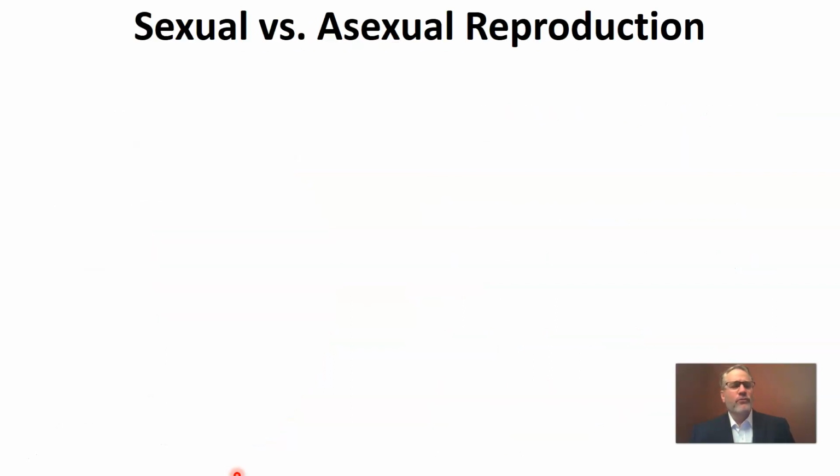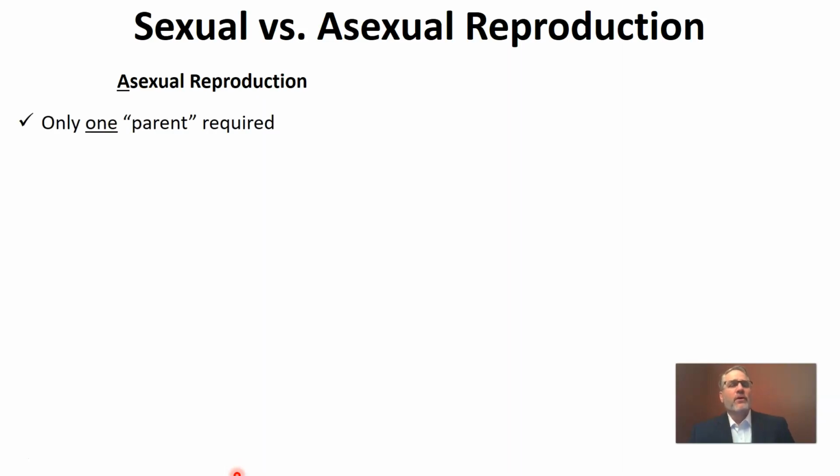So let's take a look at our two types of reproduction. We have sexual reproduction and asexual reproduction. Let's take a look first at asexual reproduction. So when we talk about asexual reproduction, A means not, by the way. Asexual reproduction means that only one parent is required. So we have one parent that's producing the next generation or producing the offspring. With asexual reproduction, there is no male or female at all. And I use the word reproductive cells, and you'll understand why later on.